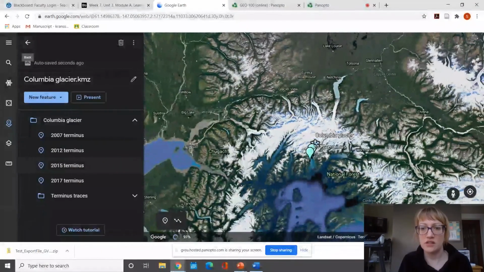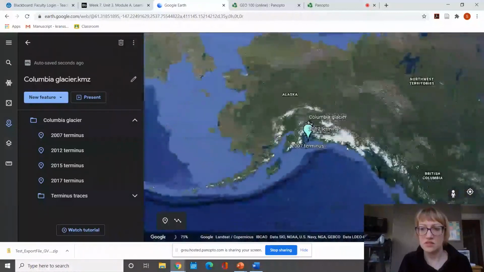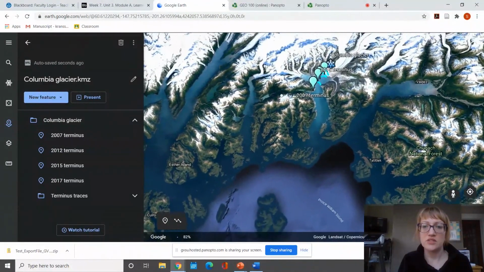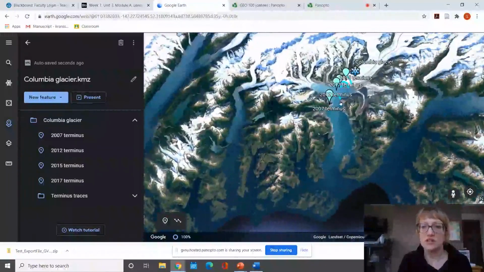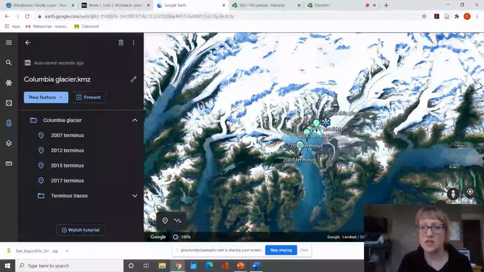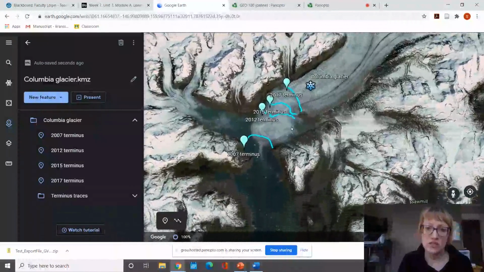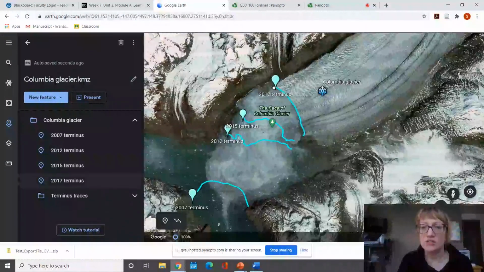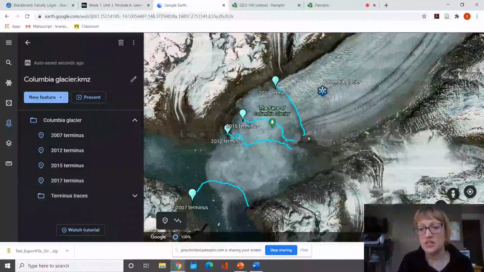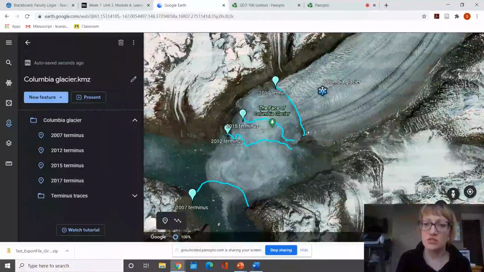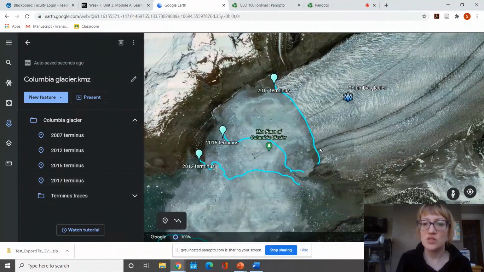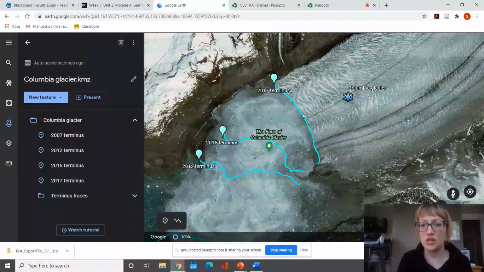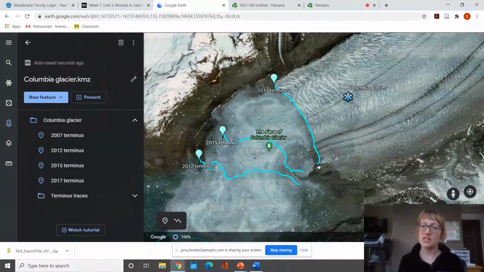So here we are in Alaska. And just to give you some perspective, we have several glaciers that are entering into the bay here. This is the Columbia Glacier. And this blue line here is representing the current end, or terminus, of the glacier. Where the glacier terminates is called the glacial terminus. The most recent image that we have in these satellite images is from 2017. So I just drew a line to show where the terminus ends.